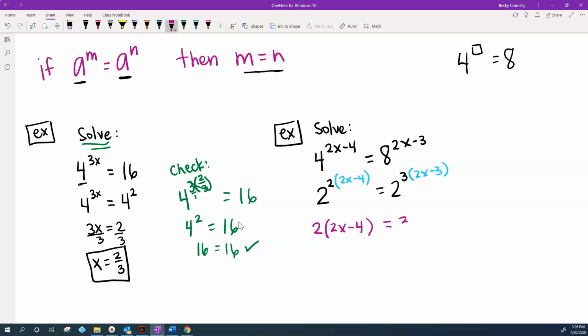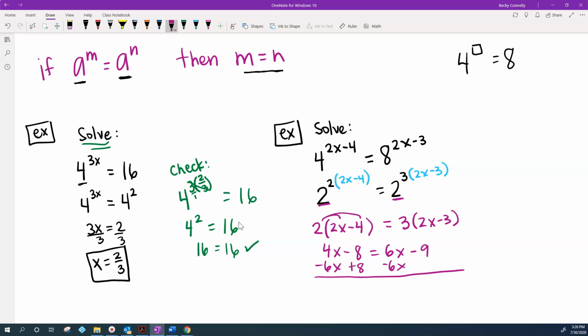I'm just taking the exponents and bringing them down so I can solve for x, because my bases were the same. All right, now let's distribute. So 4x minus 8 equals 6x minus 9. Let's get our x's on one side and our whole numbers on the other side. So I get negative 2x equals negative 1. So x equals 1/2. Or if you write it as 0.5, that is fine as well.